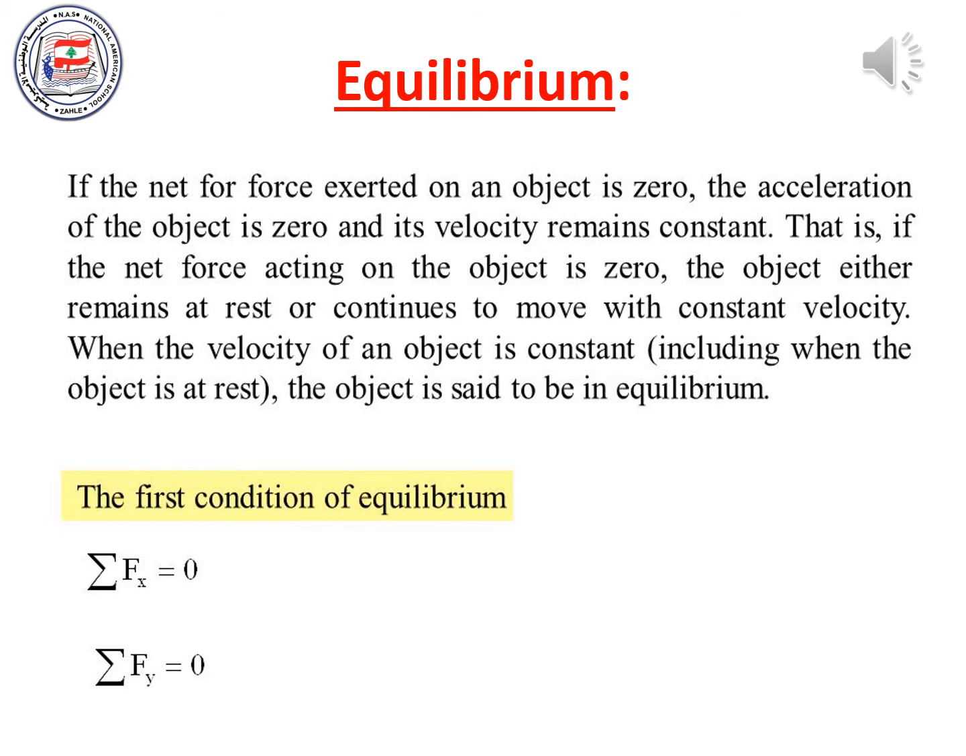If the net force exerted on an object is zero, then the acceleration of the object is zero and its velocity remains constant. That is, if the net force acting on an object is zero, the object either remains at rest, if it was at rest, or continues to move with constant velocity if it was moving. When the velocity of an object is constant, including when the object is at rest, the object is said to be in equilibrium. And the first condition of equilibrium is that the net force, or the summation of forces in the x direction and in the y direction, is equal to 0 newtons.